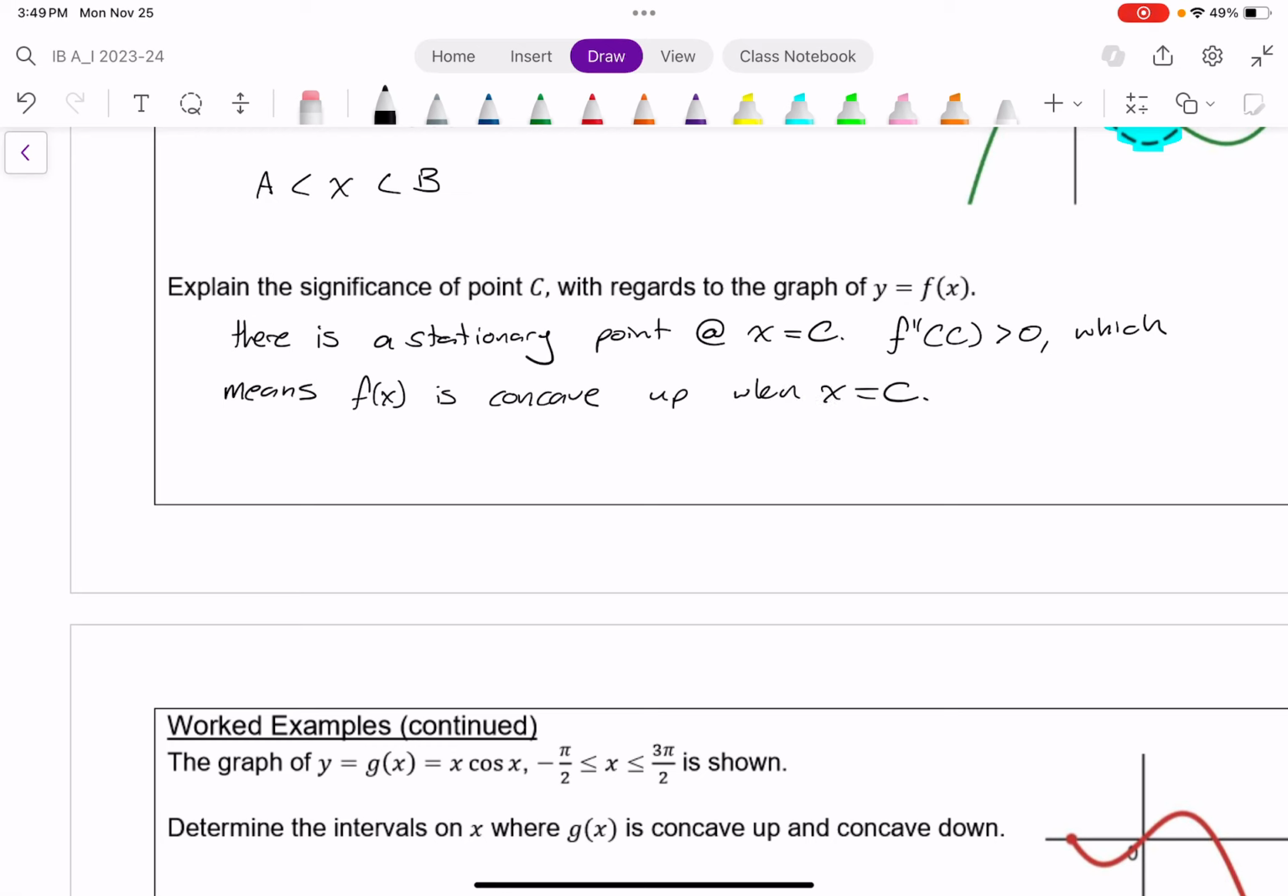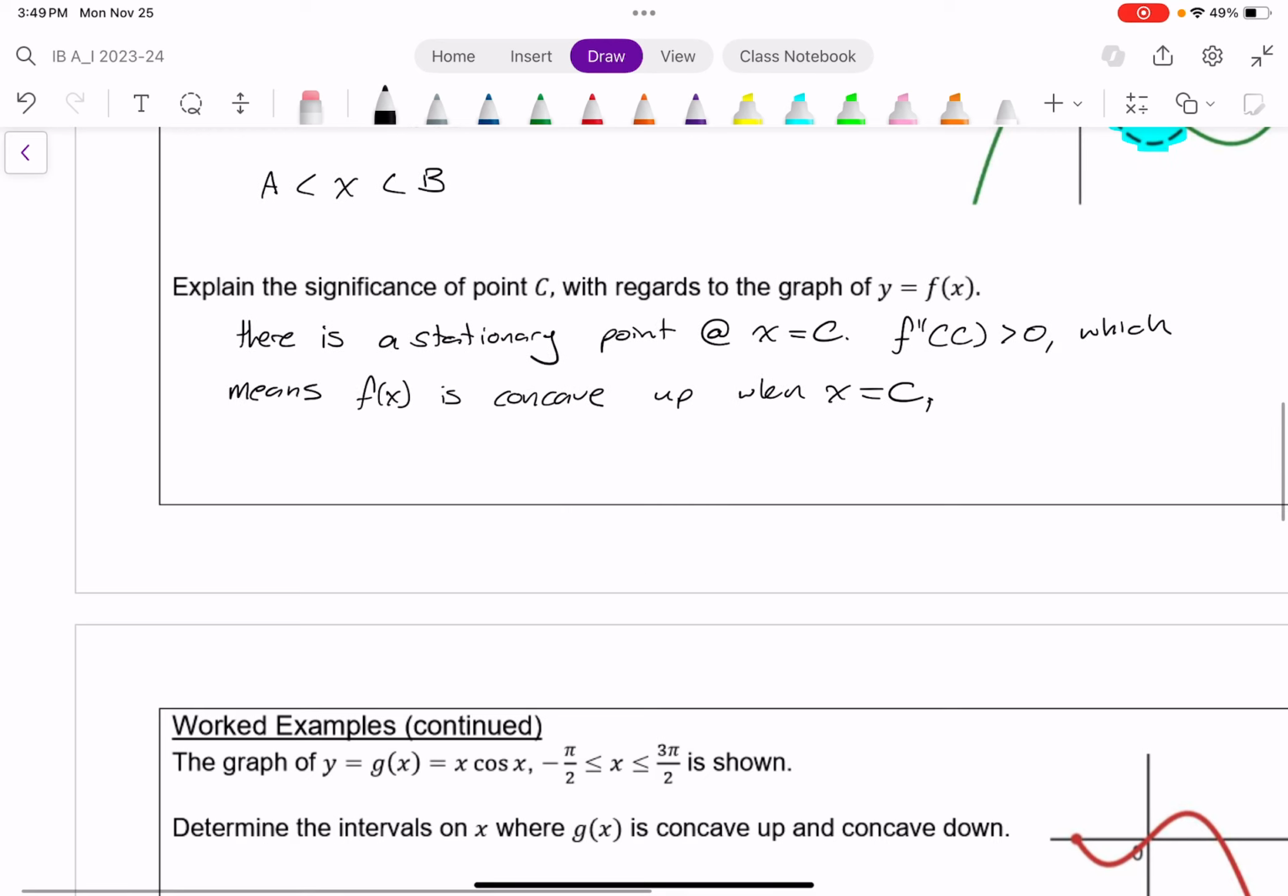And if it's concave up, that means it looks something like this, but it's also a stationary point, so it must be a local minimum. So I can also say, therefore, this is a local minimum.